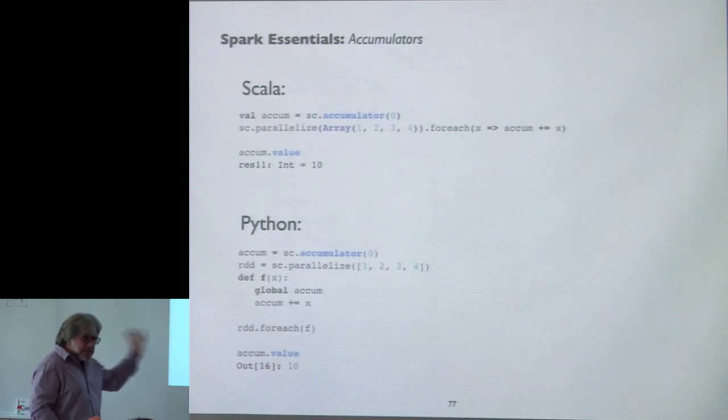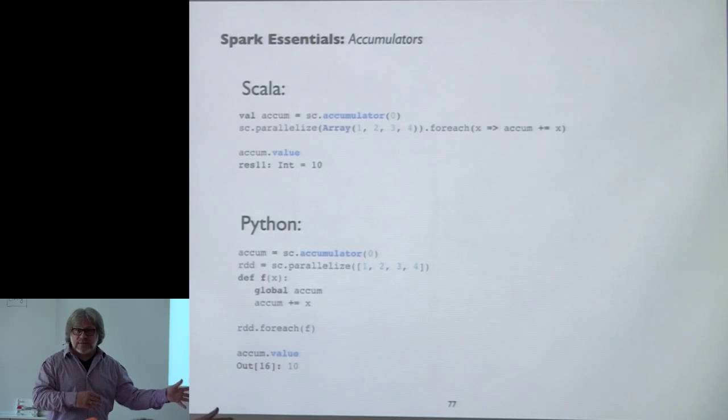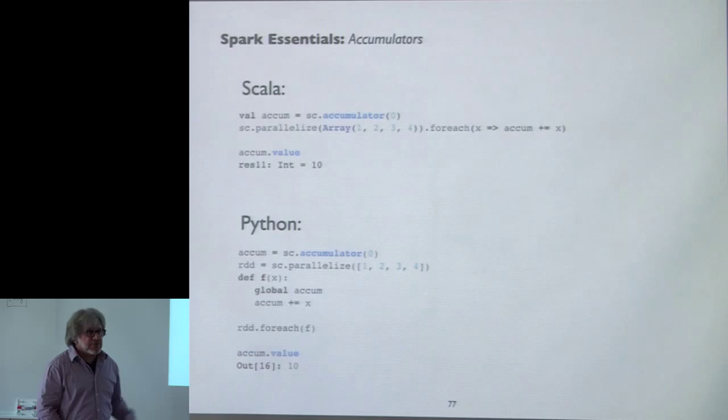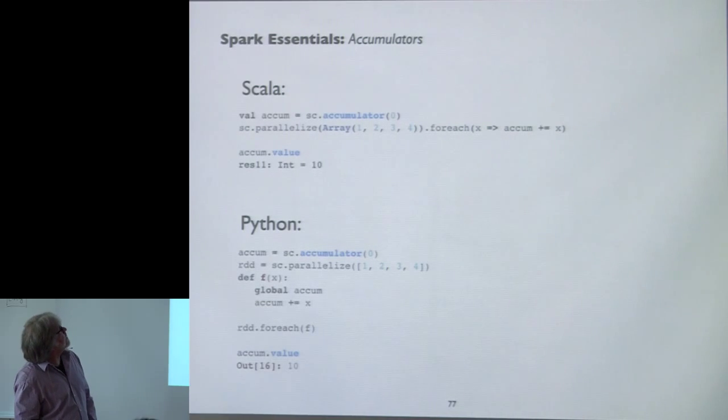The operations happen out in the cluster, but reading the accumulated value only happens on the driver. If you try to access the value out on the cluster, it'll throw an exception, because the accumulators are based on partial aggregates, and none of the workers can see the full value.